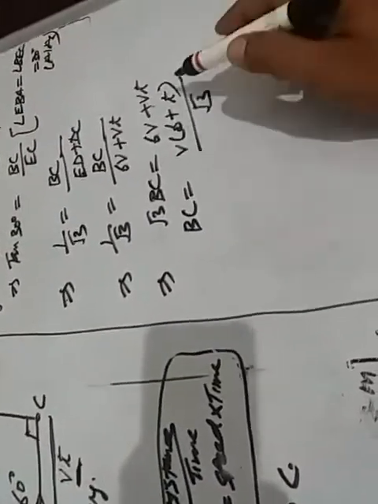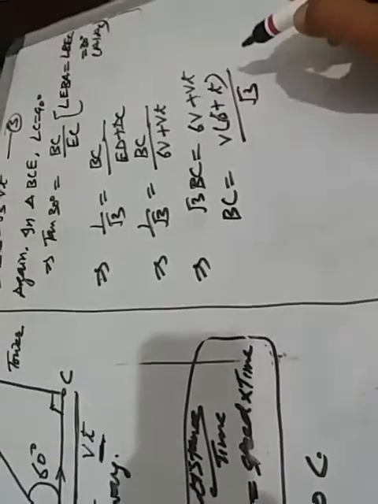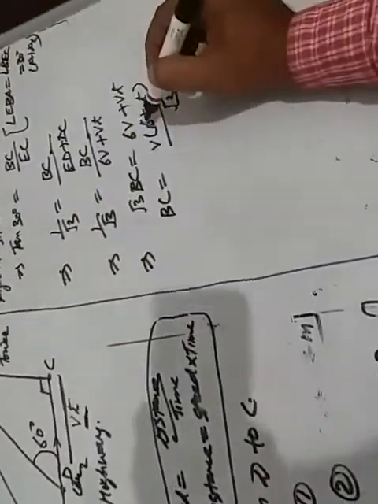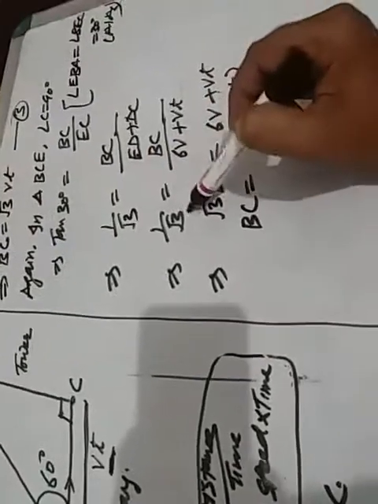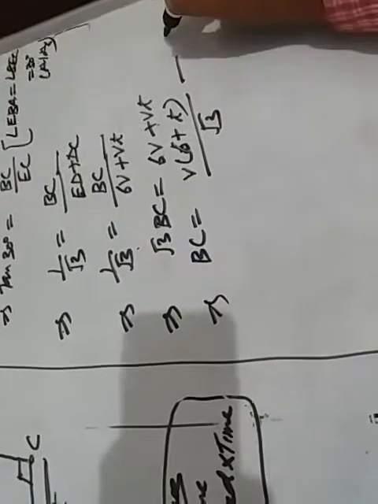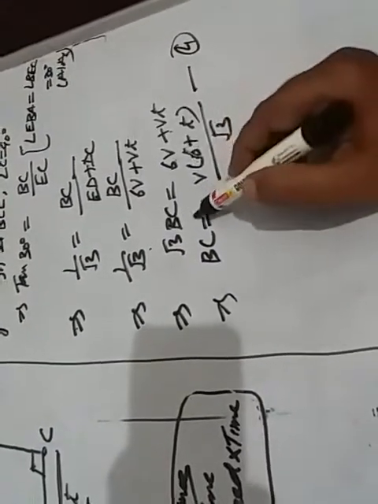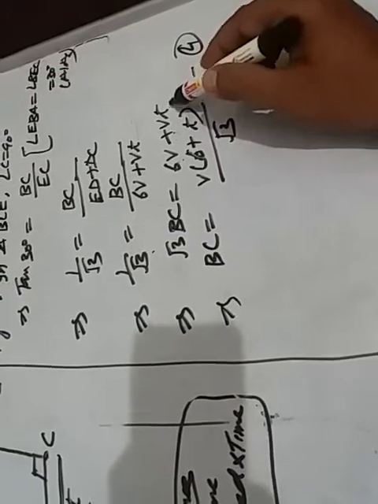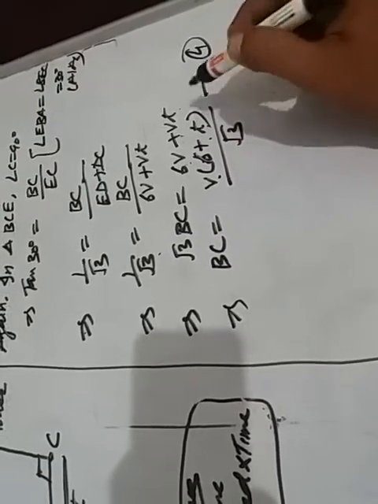Clear? Now what is this? Is BC. Okay children, see something is missing, 1 upon root 3 equal to this. Okay, no problem, that is BC. This implies that BC equal to this one. This is equation number 4. Clear? BC equal to 6V plus VT upon root 3. Then V is taken out, this is 6 plus T, and upon root 3. Clear children?